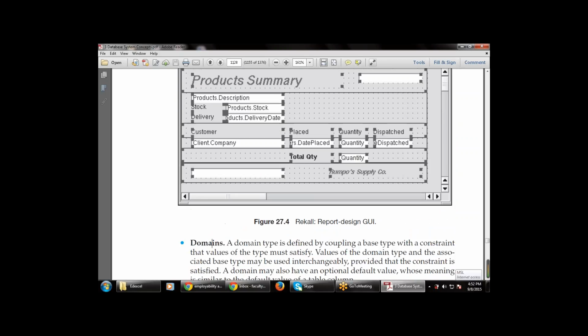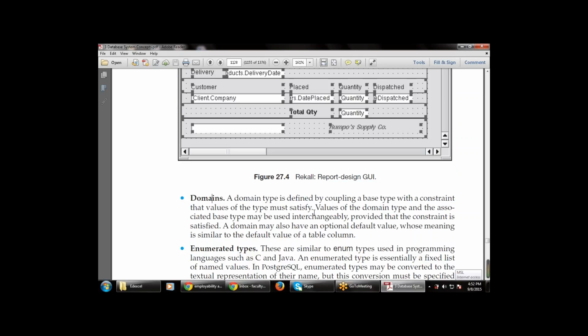Next is a domain, which is defined by coupling a base type with a constraint that the value must satisfy. Whatever the base type used, the constraint is that the value of the type must satisfy it. And the values of the domain type and the associated base type may be used interchangeably, provided that the constraint is satisfied.